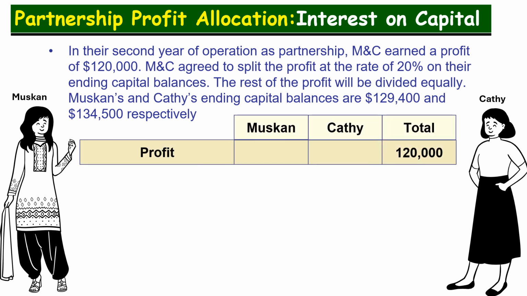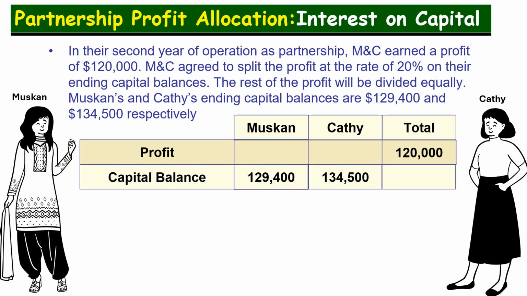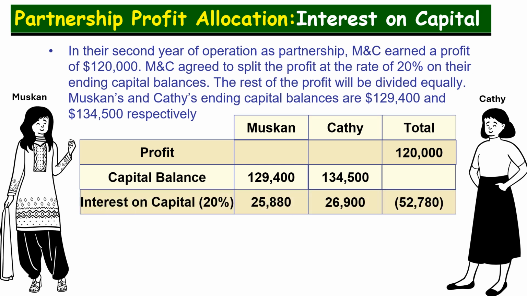So that's the profit amount, 120,000. Now remember, according to the question, 20% of that will be allocated based on the partnership capital balances. So these are the capital balances. We're going to take 20% of the capital balance, so 20% of 129,400 for Muskan and 20% of 134,500 for Kathy. These amounts will come to these amounts. So the interest on the capital will be these amounts.